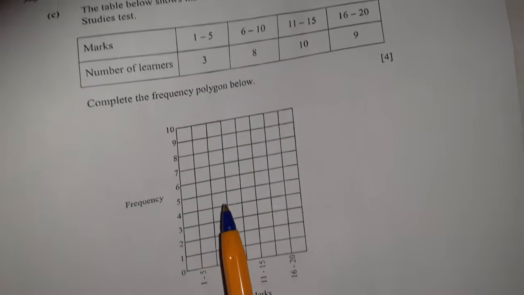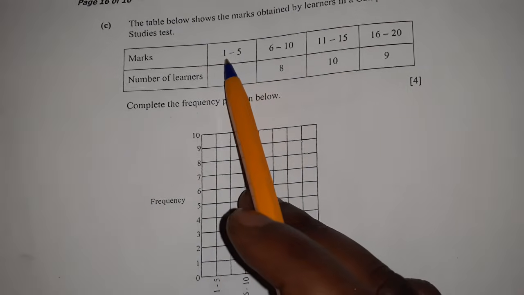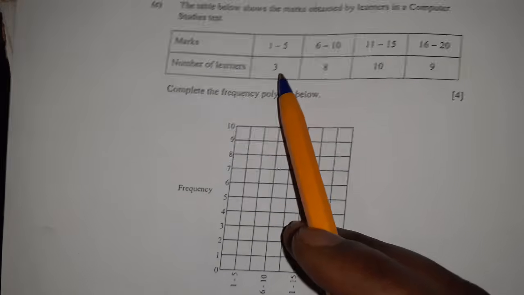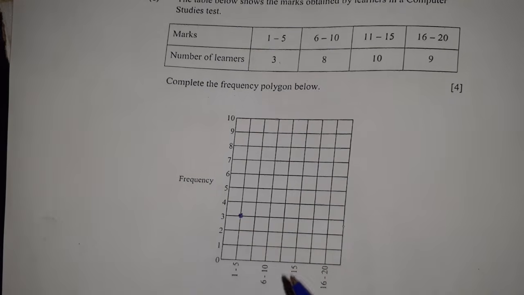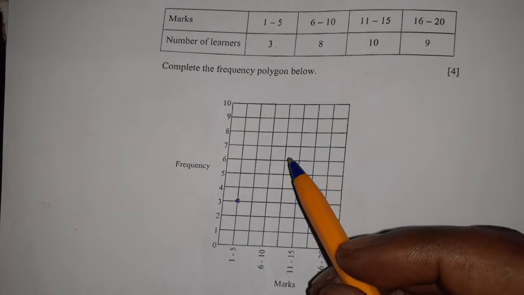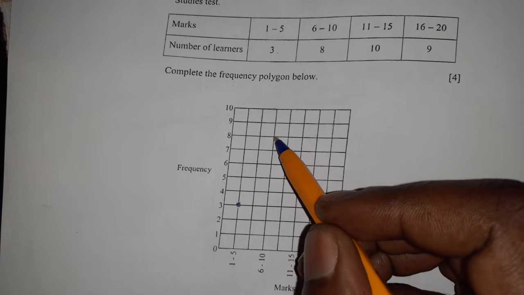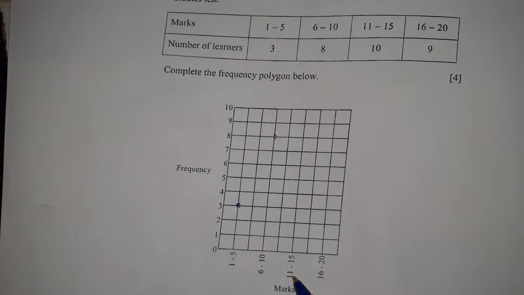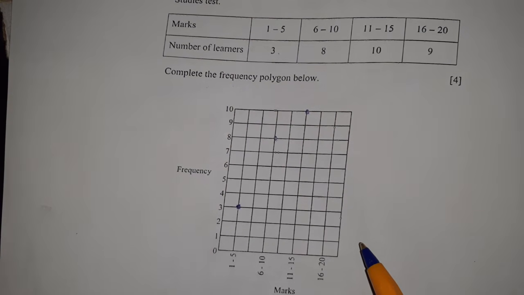Okay. I'm sure you should have learned this. So this one, 1 to 5, it has got what? 3. So just come here. 1 to 5 is here. 3 is here. And the next one, 6 to 10 is 8. Where do we have 8? We have 8 here. 6 to 10. Then 11 to 15, it's 10. Then the last one, it's 9.